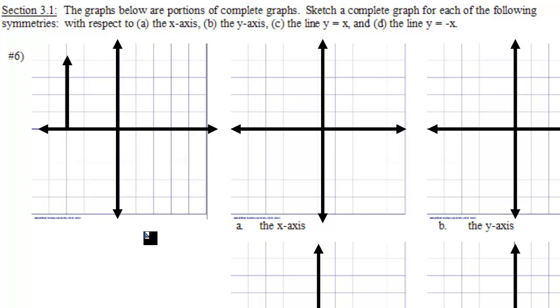Number 6 says the graphs below are portions of complete graphs. Sketch a complete graph for each of the following symmetries. So first thing I would do, so I don't forget, so this is part of the graph. I need to have a complete graph. So to do that, I need to make sure that this part is here for each of these graphs. So I'm going to put this on here. Just going to do all that at the beginning so I don't forget it. Some students forget it.